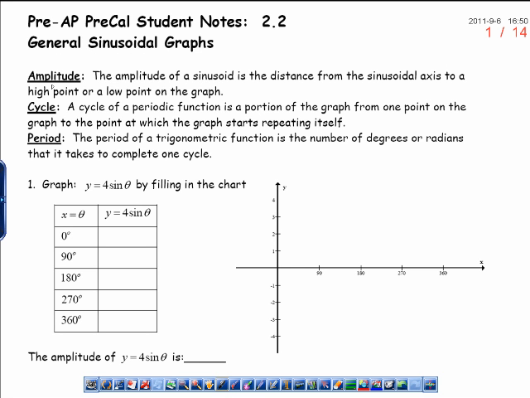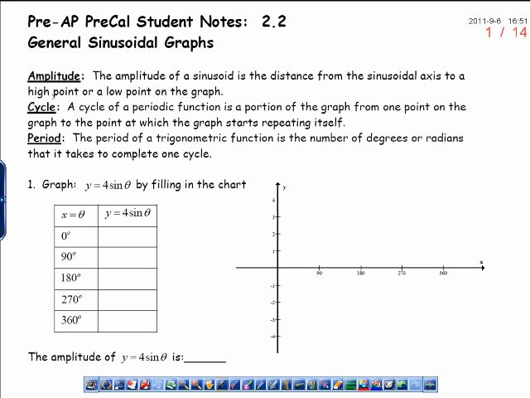And so just to define a few words before we begin, amplitude. You've probably heard this and have a general idea of what this word means. But when we're talking about sinusoidal graphs, the amplitude of the sinusoid is the distance from the sinusoidal axis to the high point or low point on the graph. Okay, so it's basically the height of the wave from the middle to the top or from the middle to the bottom. And we're going to see what that looks like in this first example if you are unclear on what amplitude is.